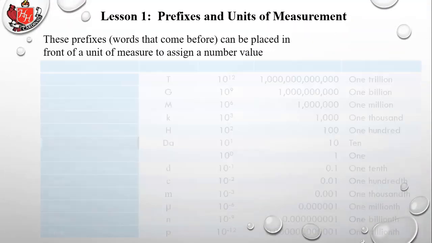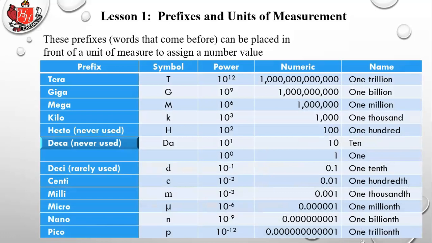So these prefixes, those are words that come before, can be placed in front of a unit of measure to assign a number value. So the most common ones we will use, let's just go down them one by one. Tera is 1 trillion. Giga is a billion. Mega is a million. Kilo is 1,000. We don't ever use hecto or deca. They just aren't used conventionally in chemistry.